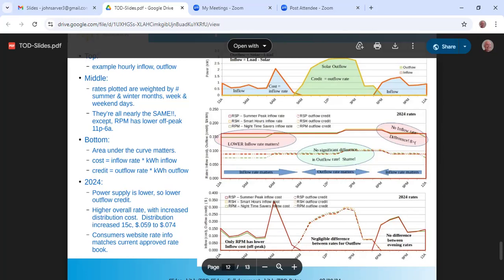So the only reason to recommend the RPM rate, they call it Nighttime Savers, is the off-peak, a little bit lower cost. I don't think there's going to be any significant difference if you have solar in choosing a rate based on one of the other ones. The green one is very slightly higher during this time.